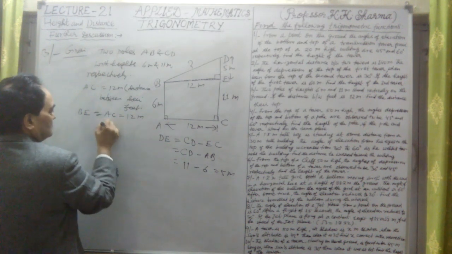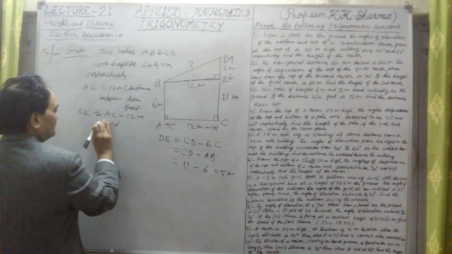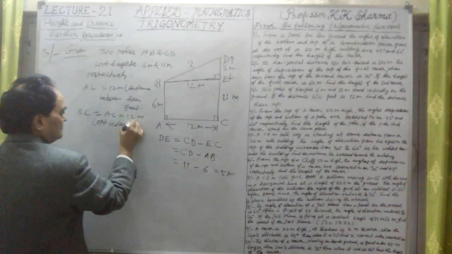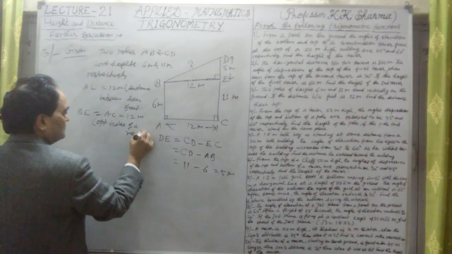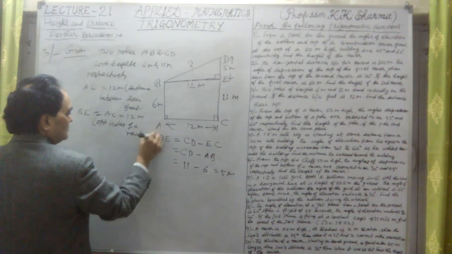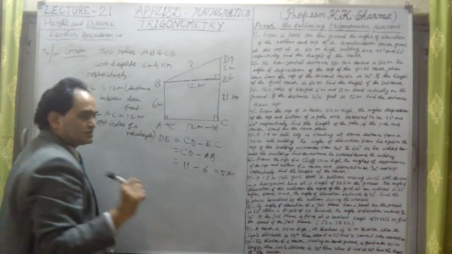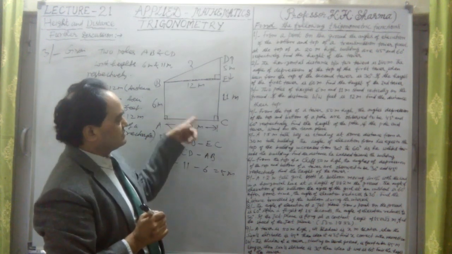So BE is equal to AC is equal to 12 meter. Why? Opposite sides of a rectangle are equal. Now this is forming a rectangle. ACEB is a rectangle. Opposite sides of a rectangle are equal.